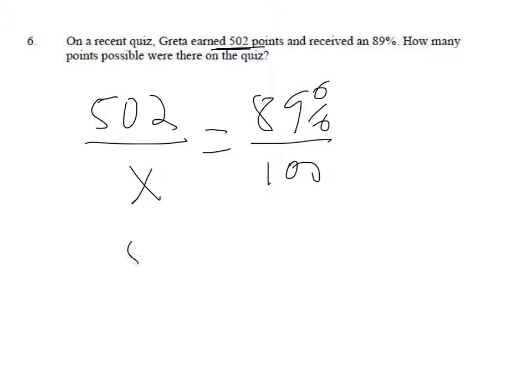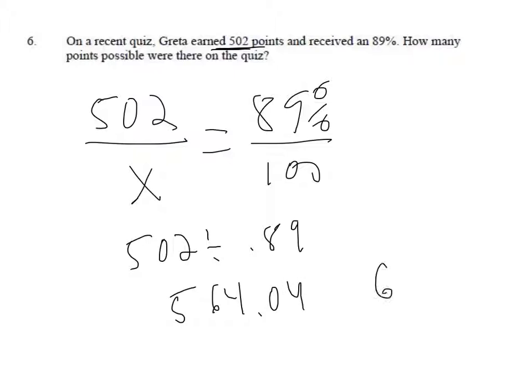You can also just take, if you're good with percentages, why not just divide by 0.89? Because that's doing this division first. So either way works, and you'll get the answer of whatever it is. I crunched this on my calculator. I got 564.04. We'll assume that there's 564 points in this exam, on this quiz.